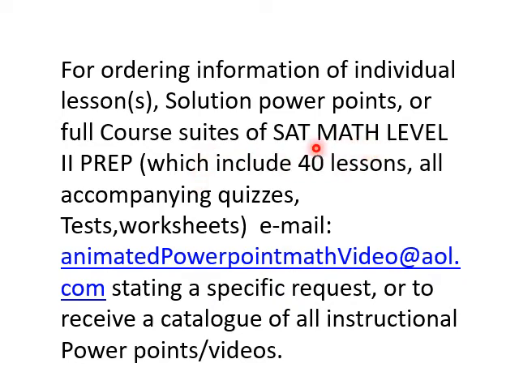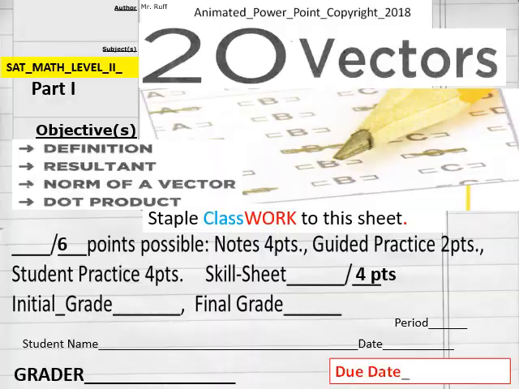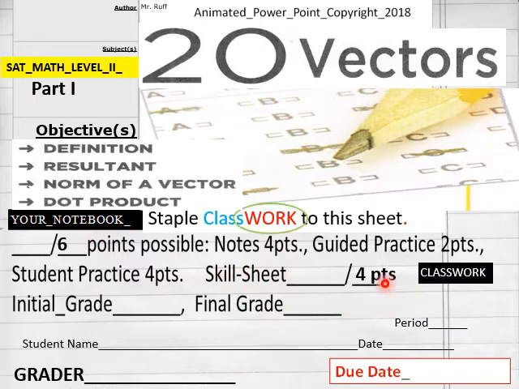Hello everybody, we're getting ready to do section 20 of our SAT Math Level 2 preparation. For today's classwork, you will have 6 points. So go into your notebook guide. And you've got 4 points, so go into your classwork sheet and have that one out. Students, put your name, date, period. Onliners, put your due date here.